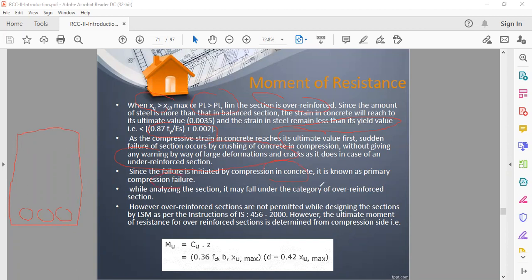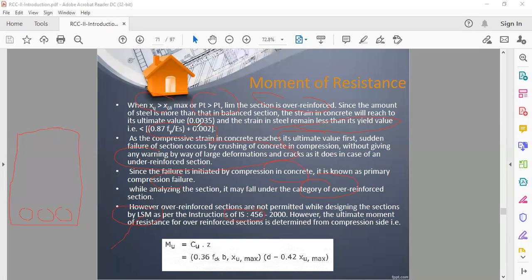While analyzing the section, it may fall under the category of over reinforced section. Basically this is not permitted while designing any kind of section by the limit state method or LSM, as per the IS code. Which IS code are we going to use? We are going to use IS 456:2000. What is the full form of LSM? Limit state method.